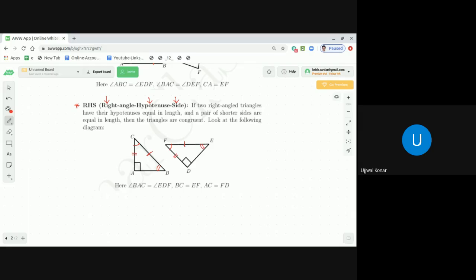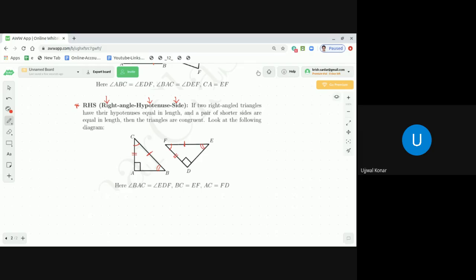Once you establish that congruency, then you can conclude the other corresponding parts are equal, corresponding angles are also equal in measurement. That is why congruency is very important, so that you can make some conclusion out of it, you can get some information out of it once your congruency is established.